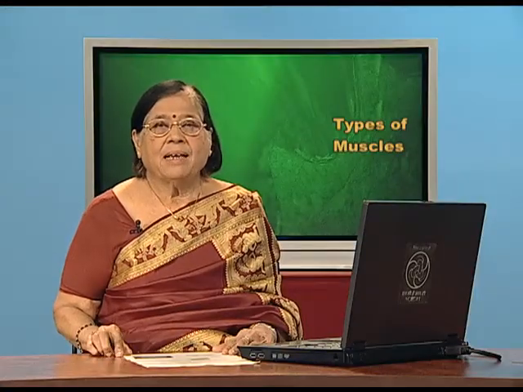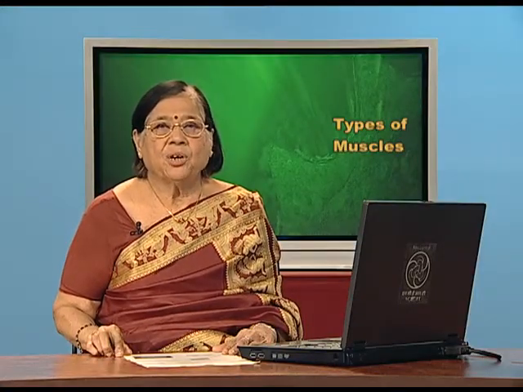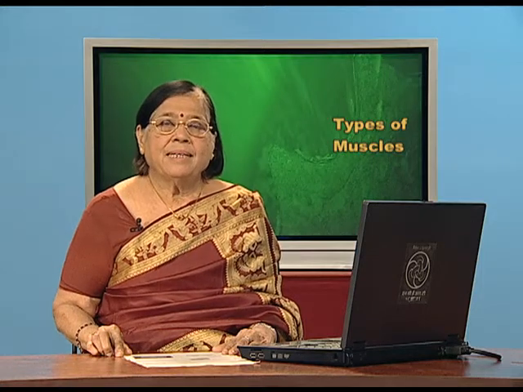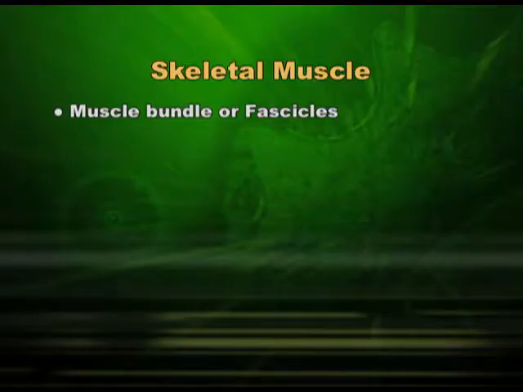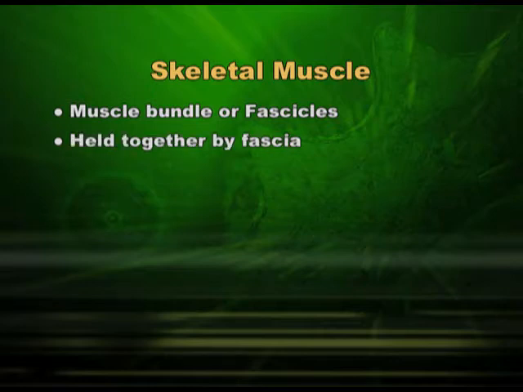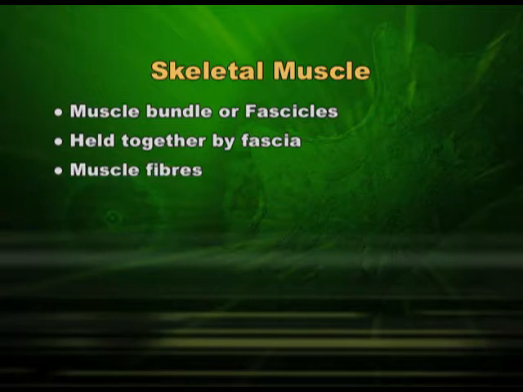Now, I shall explain to you the structure of skeletal muscle. The skeletal muscles are present in the form of bundles, and these bundles are called fascicles. And these fascicles are held together by ligaments, and those are called fascia. Now, within these bundles, there are muscle fibers, and muscle fibers have muscle cells.